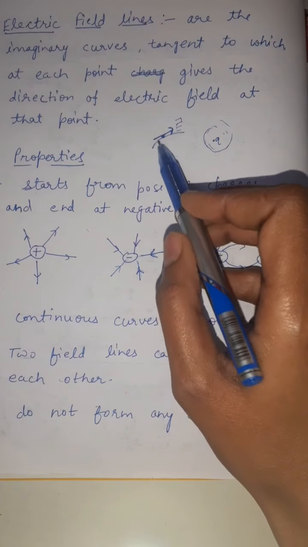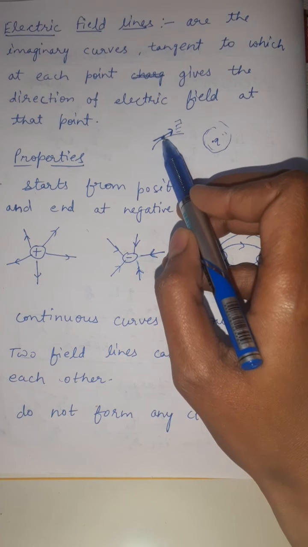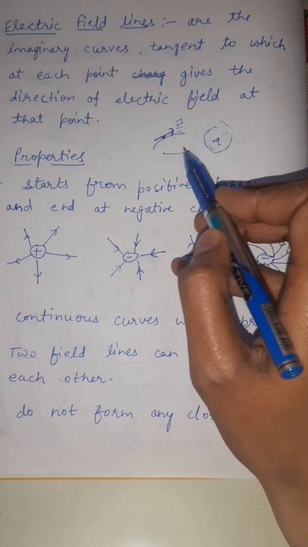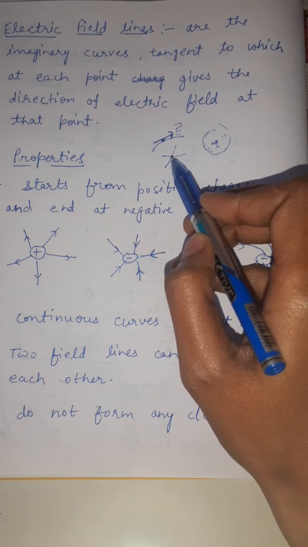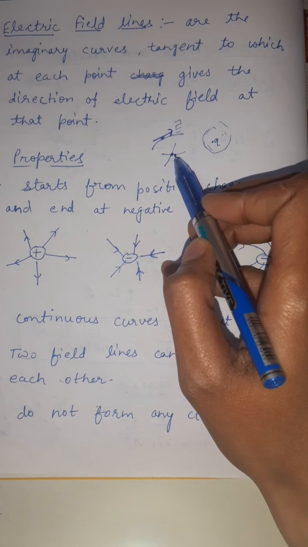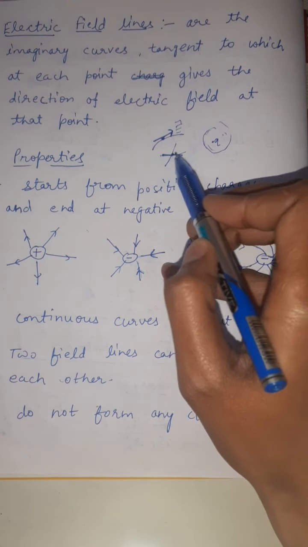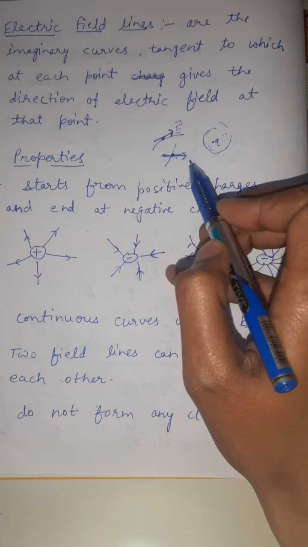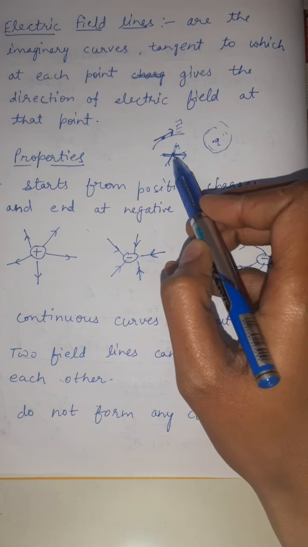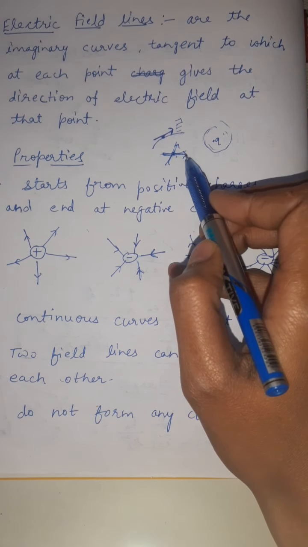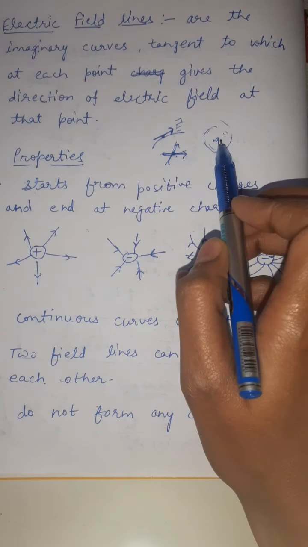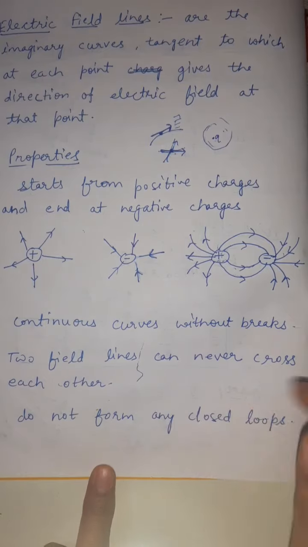It is because we are saying that the tangent at any point gives us the direction of the electric field. If two electric field lines are crossing each other, it means that at this crossing point, the electric field can have two directions. If we put a tangent here, this will be the electric field direction. If we put a tangent here, this will be the electric field direction. So at this point, we are getting two electric field directions, which is not possible. So two electric field lines can never cross each other.